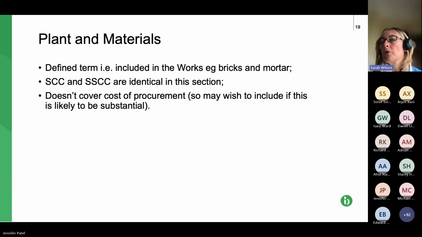Okay, so moving on to the third item, the plant and materials. So this is the bricks and mortar, basically, element. It is defined in the contract. So it's basically what's included within the works. Happily for me, the schedule and the shorter schedule for these are identical. What the guidance notes say is that it doesn't cover the cost of procurement. So particularly if you're going to have a big procurement exercise for plant and materials, you need to consider including that as an extra Z clause.